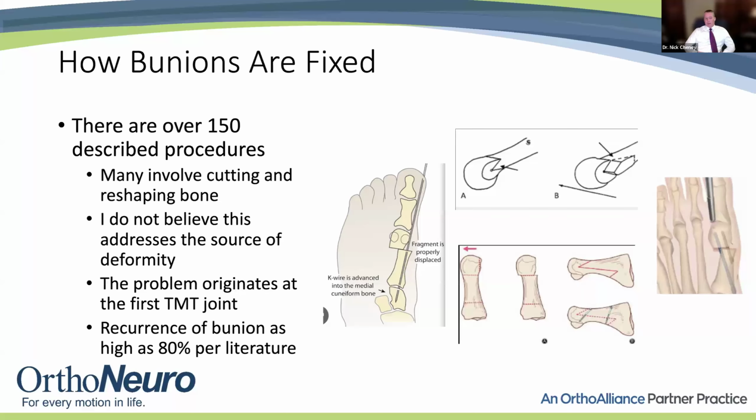So how are these fixed? There's about 150 to 160 different ways that have been published to fix these things. The majority involve cutting a straight bone and making it crooked to try and correct the appearance of the toe. It doesn't fix the deformity, it corrects the appearance of the toe, not the x-ray, the appearance of looking at the foot. The problem with many of these is that when you cut this bone, you're not addressing where the problem's coming from, and there is a high recurrence rate with those moving forward.